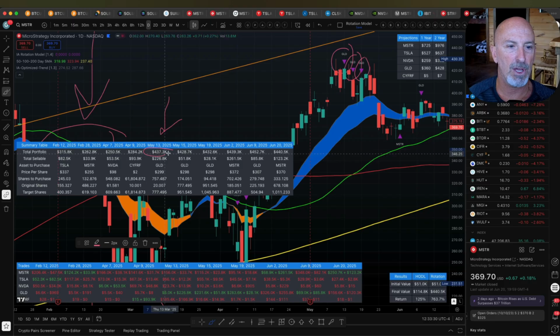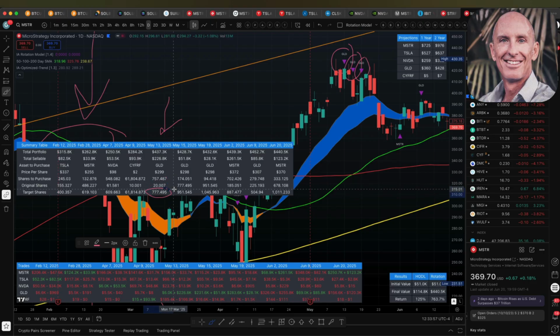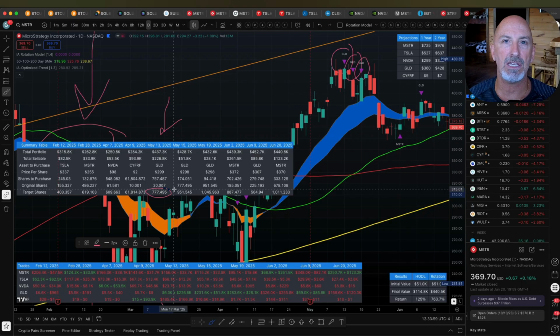Our total portfolio at the time was $437,300. We have $227,000 worth of sellable assets. We're going into gold. That's our target. Price per share at the time was around just under 300. The number of shares to purchase is 757 shares of GLD. We had only 20 shares. We now have 777 shares. Lucky 777, okay?